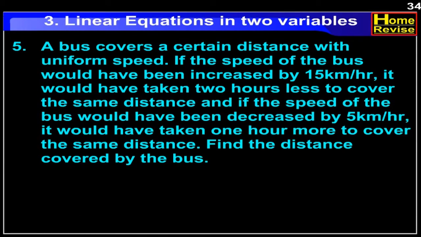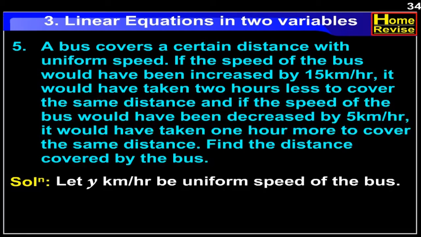A bus covers a certain distance with uniform speed. If the speed of the bus would have been increased by 15 kilometers per hour, it would have taken 2 hours less to cover the same distance. And if the speed of the bus would have been decreased by 5 kilometers per hour, it would have taken 1 hour more to cover the same distance. Find the distance covered by the bus. Solution.